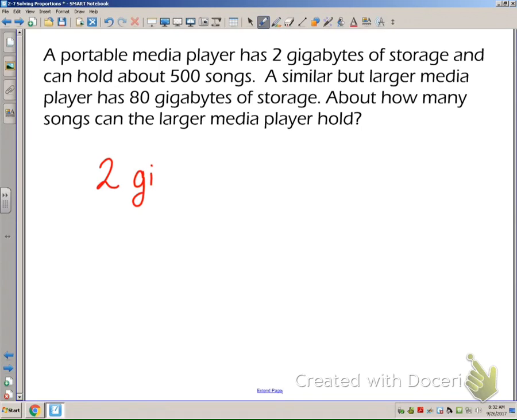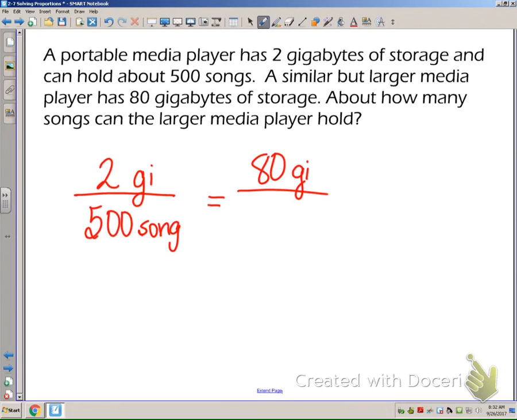We talked about this yesterday. I don't know how to simplify gigabytes, but we'll just abbreviate it that way. 2 gigabytes of storage can hold 500 songs. So what I want to know is an 80 gigabyte storage thing can hold what number of songs? I wouldn't want to put x over 80 on this side, because over here I've got the 2 gigabytes on top, the 500 songs on the bottom, and I'm saying they're equal. So songs are equal to songs, the number of songs. The number of gigabytes needs to correspond with the number of gigabytes.